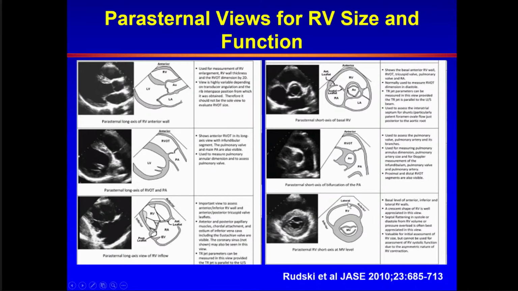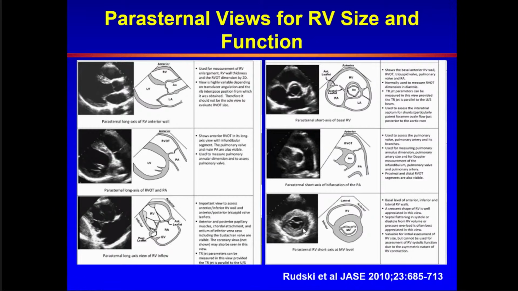A parasternal short axis view at a higher level can get you the RV outflow tract, the pulmonic valve, and the bifurcation of the pulmonary artery. Excellent alignment for Doppler signals, somebody with infundibular pulmonary stenosis, pulmonary valve stenosis. Supravalvular pathology in the vicinity of the pulmonic valve are all approachable from this position, and it is a very important view in patients with congenital heart disease.